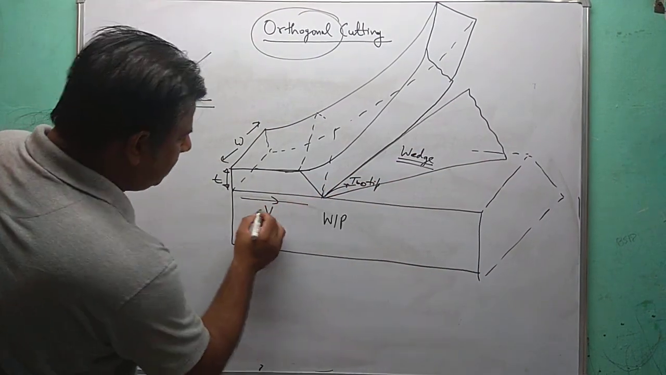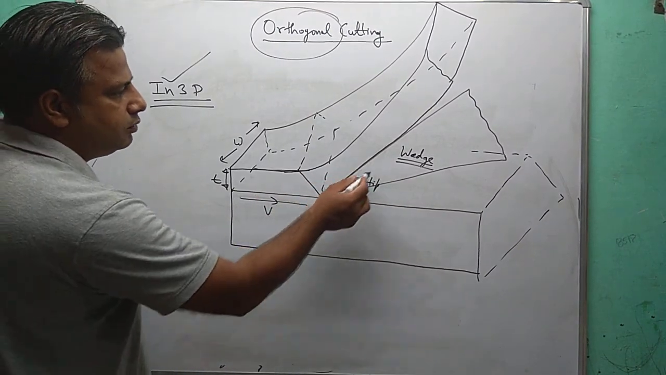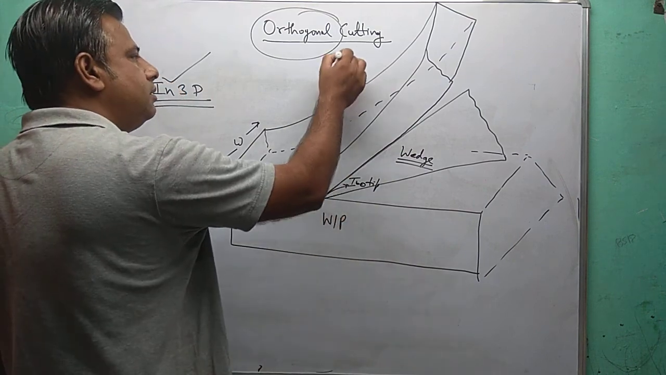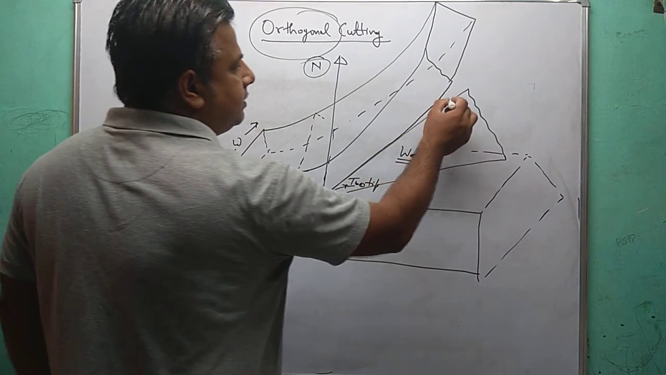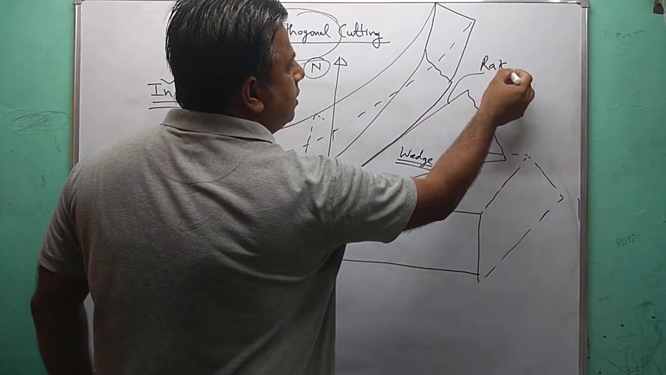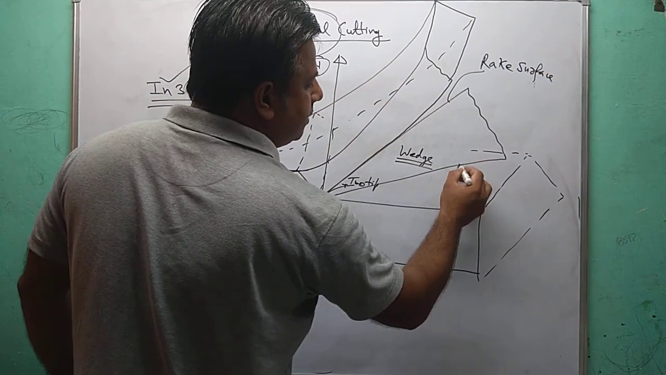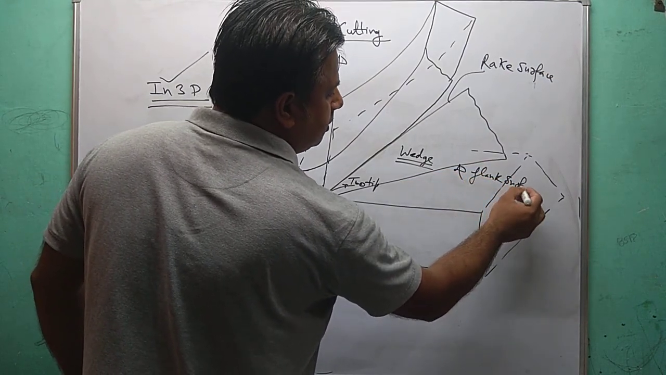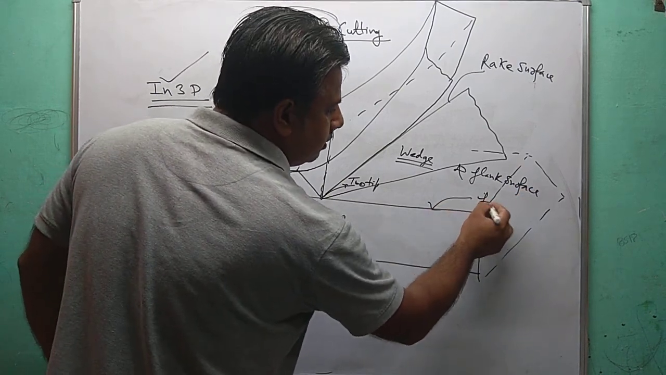This is the relative velocity between the tool and the workpiece. This is my cutting velocity, and this is my normal plane. This is my rake surface, over which the chip flow takes place. This is my flank surface, and this is my finished surface.